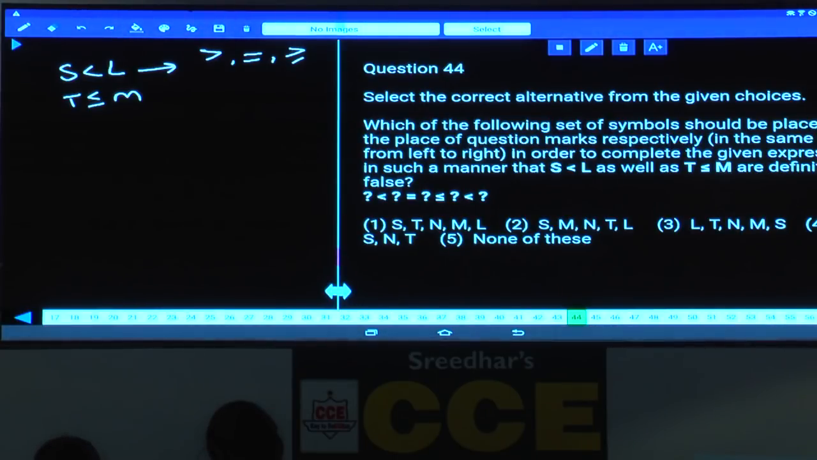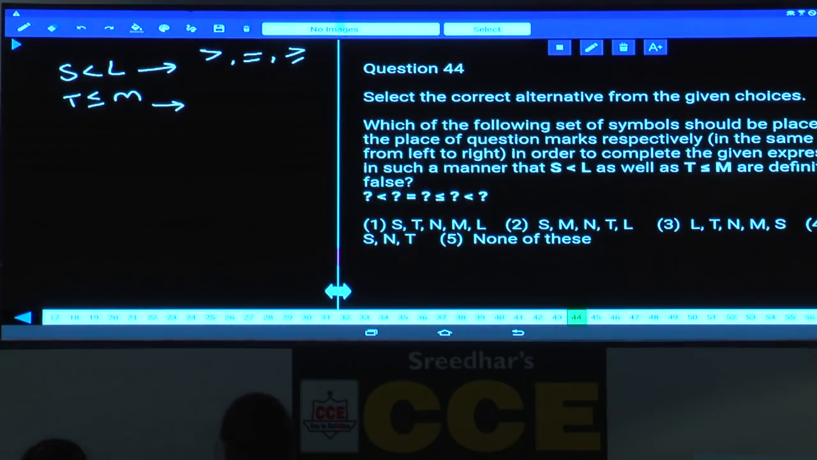Either you can prove greater than or equals to, or greater than. In all the three cases, S lesser than L will definitely be false. Then coming to this one, in order to make T lesser than or equals to M false, lesser than must be false, equal to must also be false. Now this girl is of the same length or shorter than this one. This girl A is either shorter than or equals to, and that must be false.